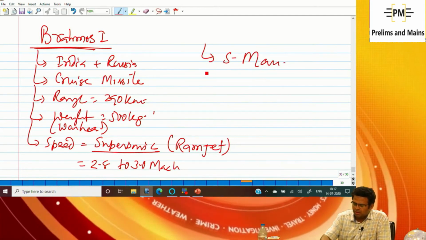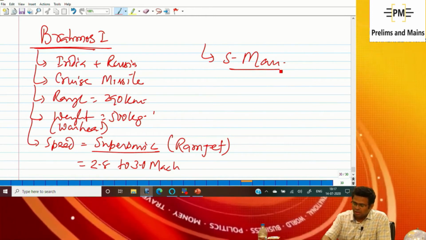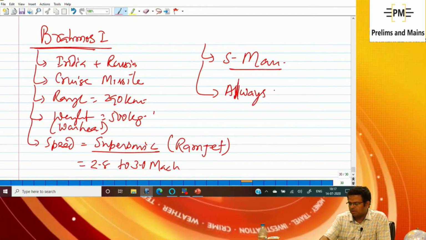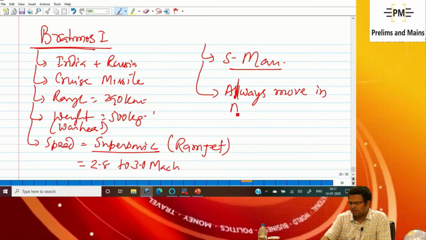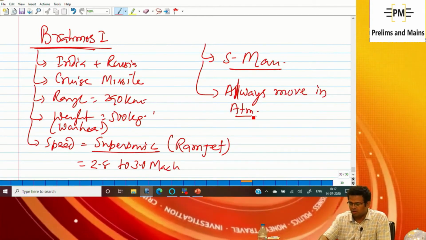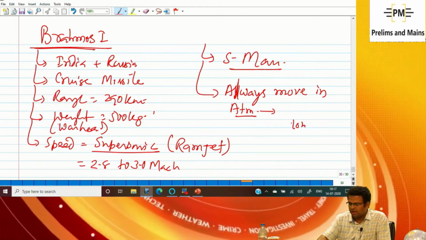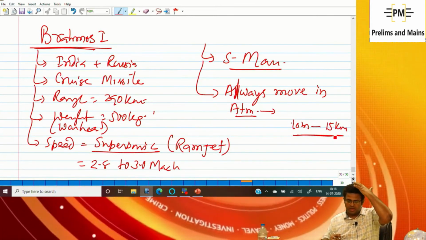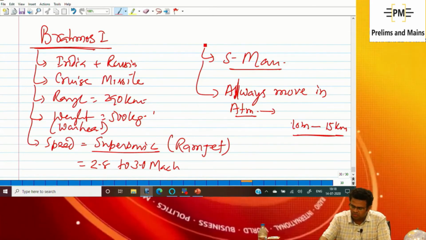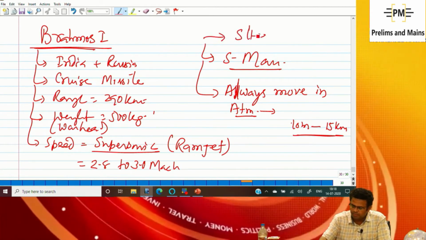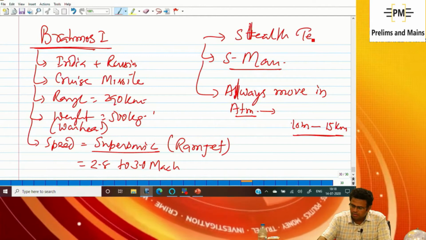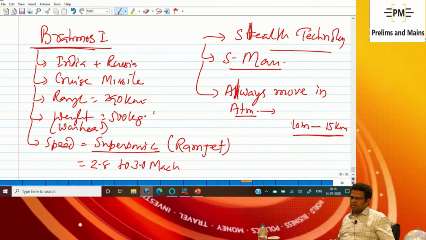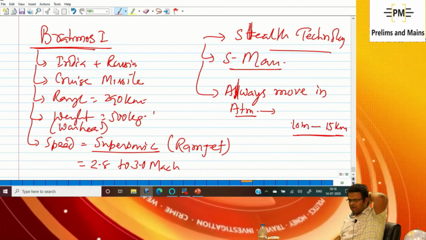Which can target even after the target changes. It always moves in the atmosphere. It never goes exo-atmosphere, and it can move from 10 meter height up to 15 or 20 kilometer height. And therefore it has stealth technology. With the S maneuver technique, always moving in the atmosphere, it will hit the target 100%.